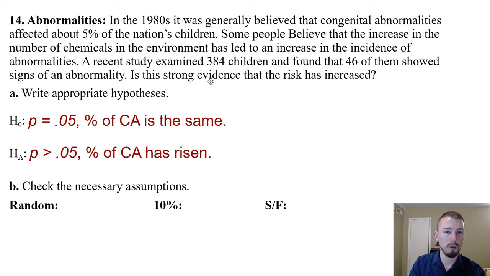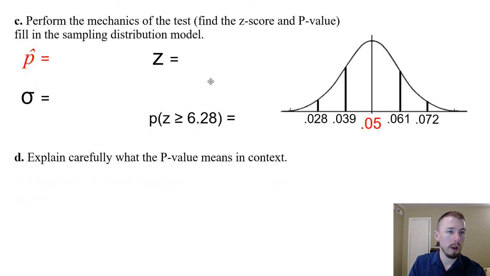10% condition, there are certainly more than 3,840 children, so we're sampling less than 10%, not a big deal, even though we're sampling without replacement. Success-failure, we found 46 that had signs of an abnormality, which is more than 10, and we obviously had more than 10 that didn't have congenital abnormalities as well, so those are fine. Perform the mechanics of the test, find the z-score and the p-value. So I'm going to show you how to do this on the calculator because it's a whole lot easier.